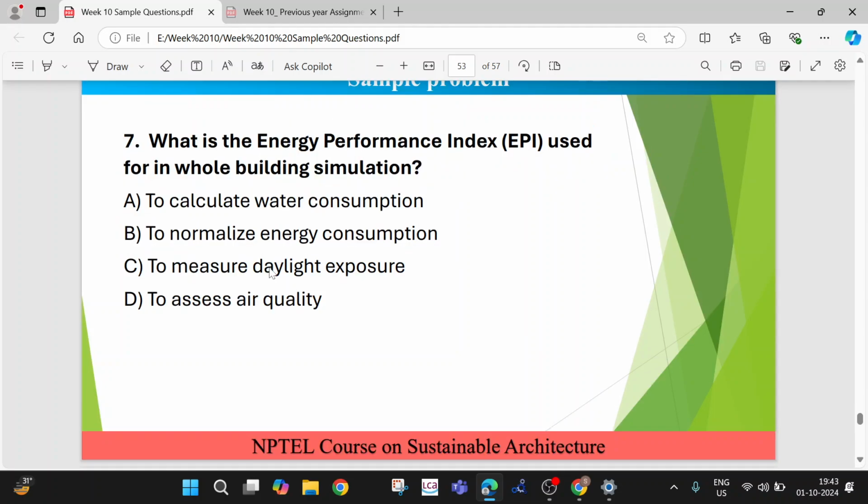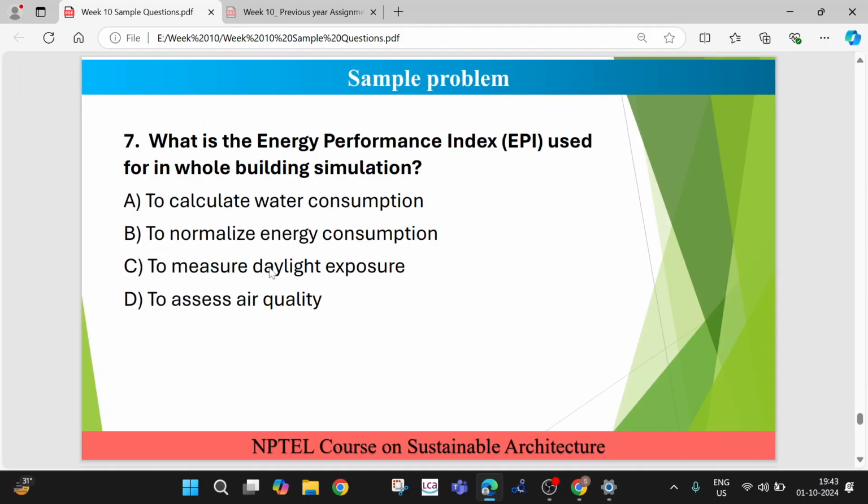Here is the seventh question then. What is the energy performance index used for the whole building simulation? Whether it calculates the water consumption, whether it measures the daylight exposure, or whether it assesses the air quality. What does EPI do?